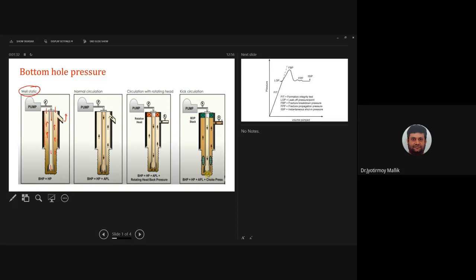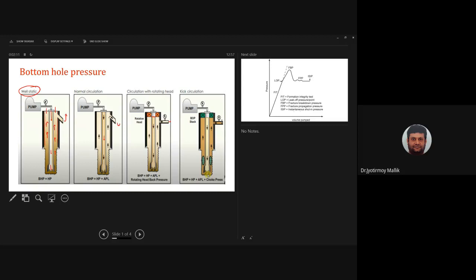Normal circulation means whatever my input of the drilling mud is, it is exactly equal to the output. Whatever is being pushed inside is coming out of here. And this happens while we drill the well. Then there is circulation with a rotating head. What we do here, we stop the input, but we keep the output. And then there is something called kick circulation.